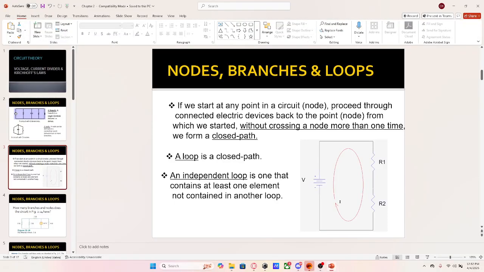What about a loop? A loop is a closed path. An independent loop is one that contains at least one element not contained in another loop. As you can see from the diagram itself, it is one closed circuit: the voltage source, the resistor, and resistor 2. If we start at any node in the circuit, proceed through the connected electrical devices back to the node from which we started without crossing a node more than one time, we form a closed path. This is a loop.